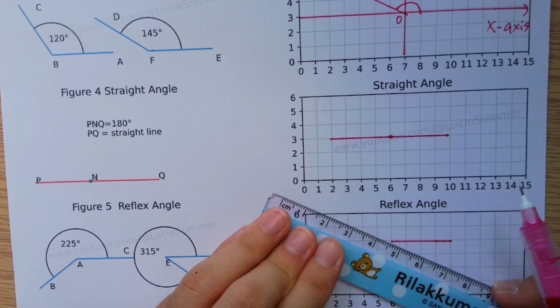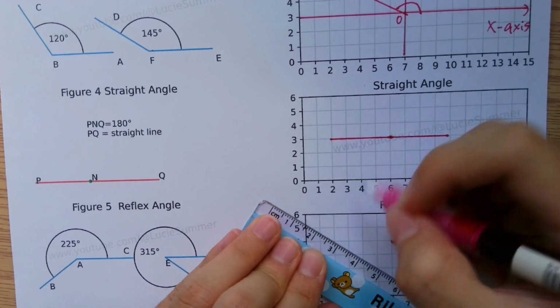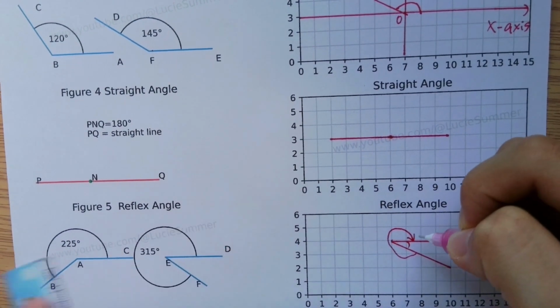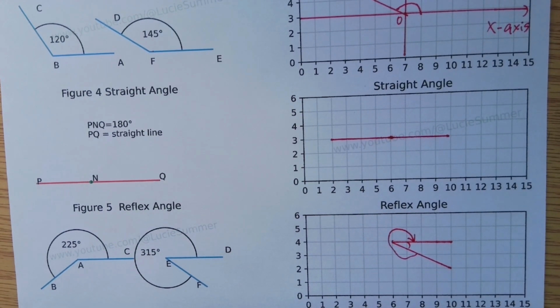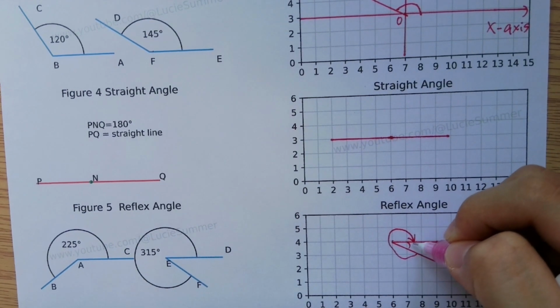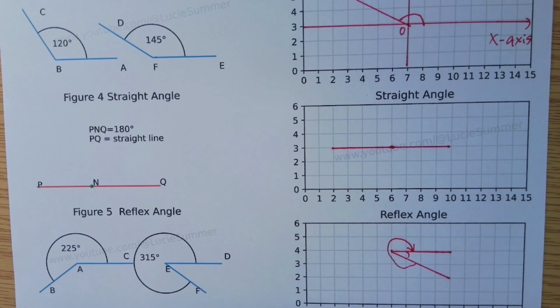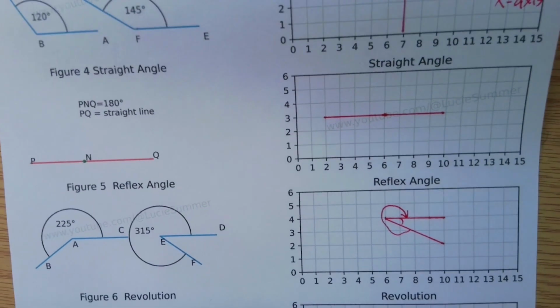So this is a reflex angle that I'm drawing. So this is a reflex angle over here. Okay, sorry, I can't draw a perfect circle over here, but you get the idea, right? So this is the reflex angle we're aiming for. Now that you know what a reflex angle is, we're gonna move on to figure 6, a revolution.